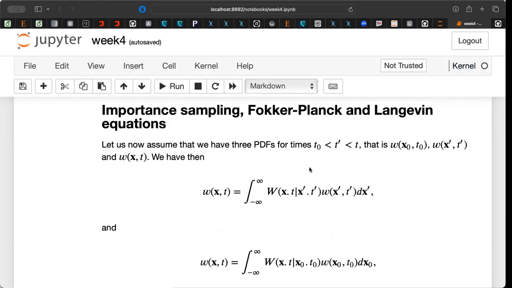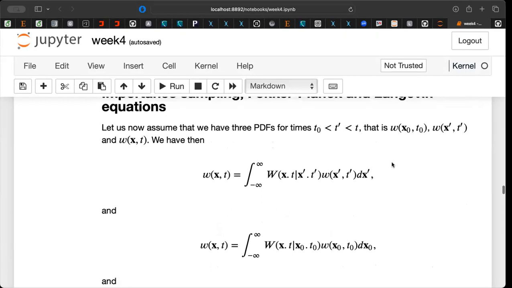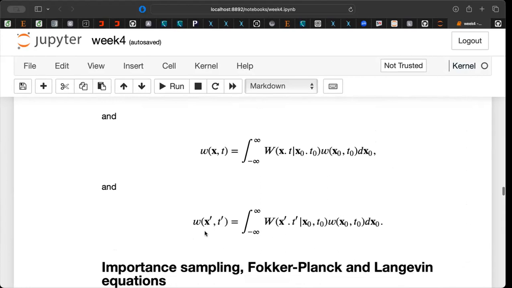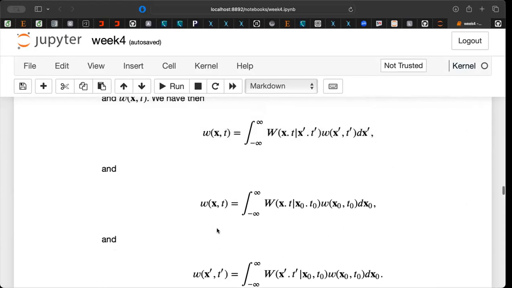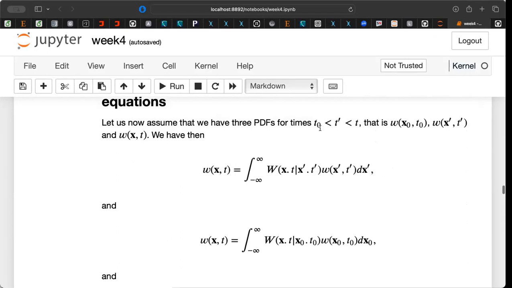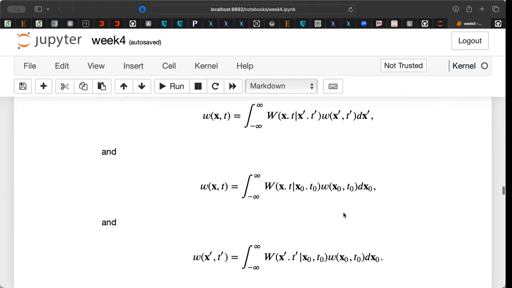We are going to assume that we have, for instance, three probability distributions for different times. So we would have one where we have x as a function of time t, where we start at an initial time t prime. We have another one where we start at a time t0. And then we have one with time t prime. They are all given by different times, with t0 less than t prime and less than the final time t, and they can all be expressed in terms of this relation here.